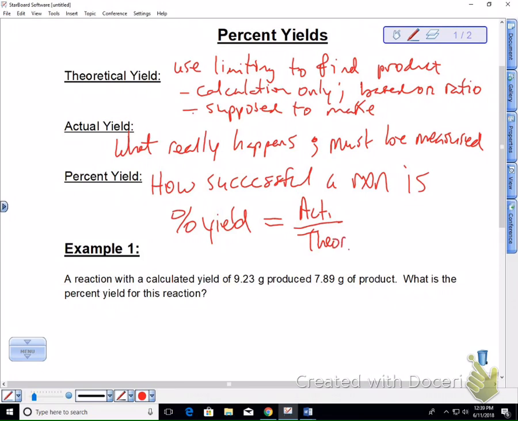So that would be going back to our tomato plants. If he planted 50, he expected to get 50, but he only got 45, then he would be 45 over 50. And then you convert that into a percent, which in that case would be 90%. So it was a 90% successful job of planting for that particular farmer.